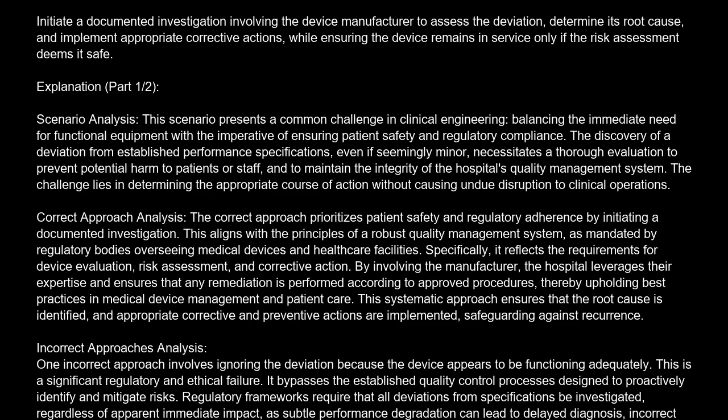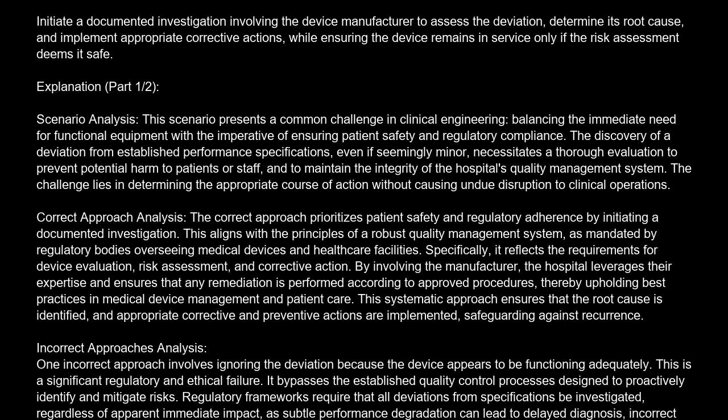The correct answer is A. Initiate a documented investigation involving the device manufacturer to assess the deviation, determine its root cause, and implement appropriate corrective actions, while ensuring the device remains in service only if the risk assessment deems it safe.